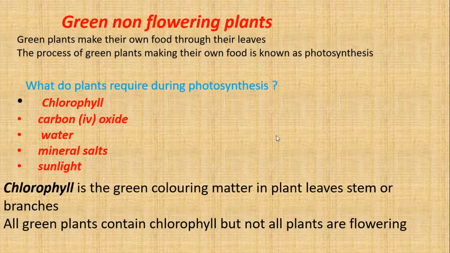Chlorophyll is the green coloring matter in plants, leaves, stems, or branches. All green plants contain chlorophyll, but not all plants are flowering. Are we together? Yes. Meaning, many plants are green, but not all of them produce flowers. That's what we introduce by saying green plants: plants with chlorophyll, but not all of them produce flowers.